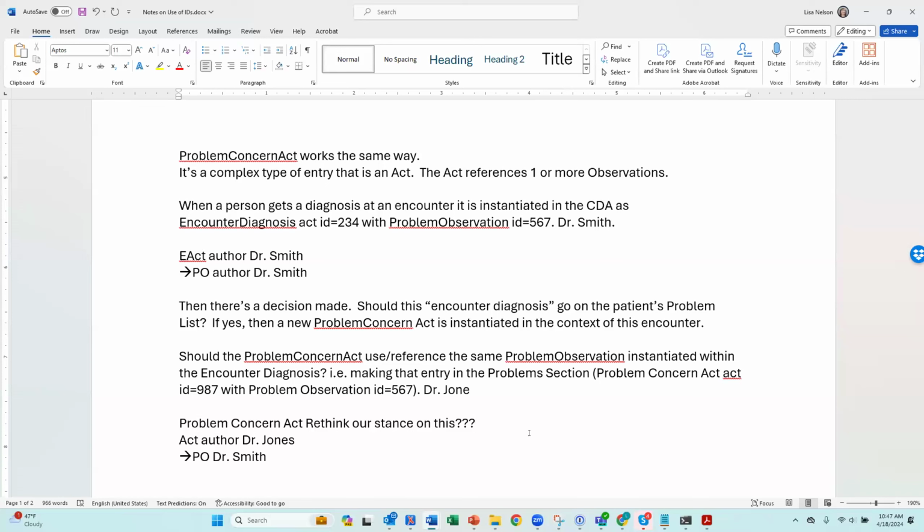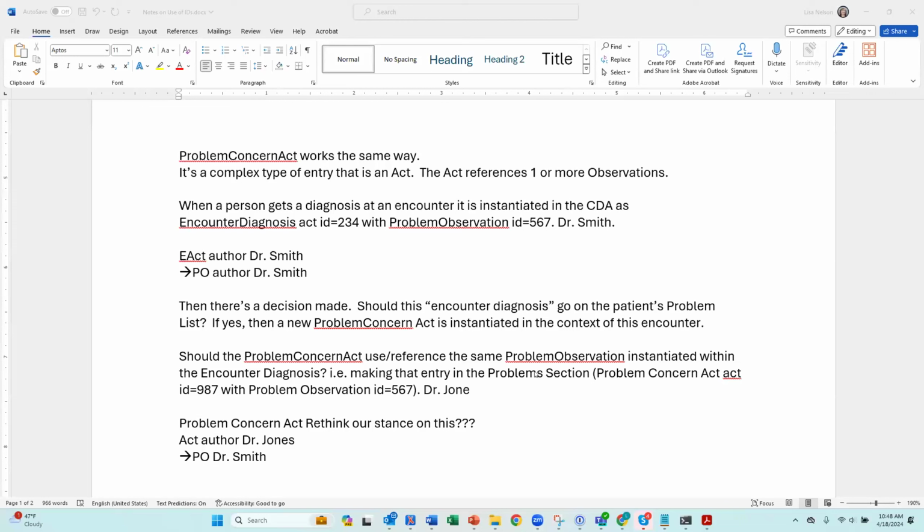I'm starting to get lost as a non-veteran because of the text versus the visual. I'm very comfortable with being able to see the XML. I'm trying to think if we have a problem concern act that we could bring up really quickly. But I do get the general gist of what you're saying, and Matt S kind of helped out with that. You have the same problem observation, but you have two different authors. Is that the gist?